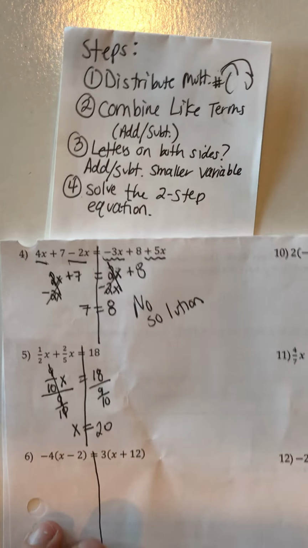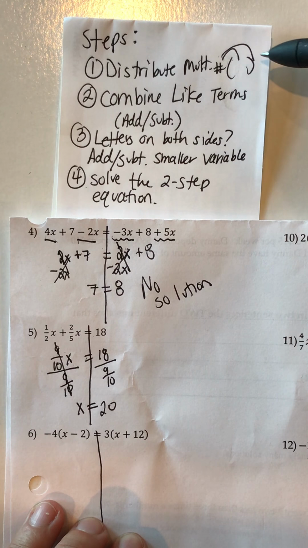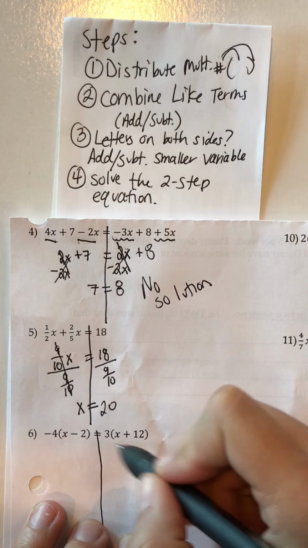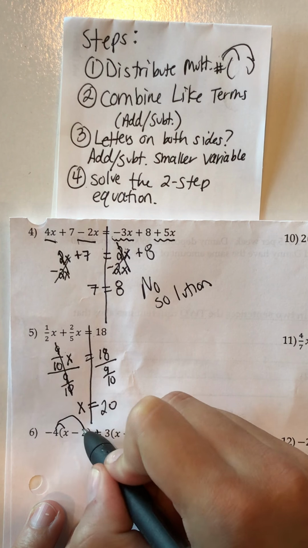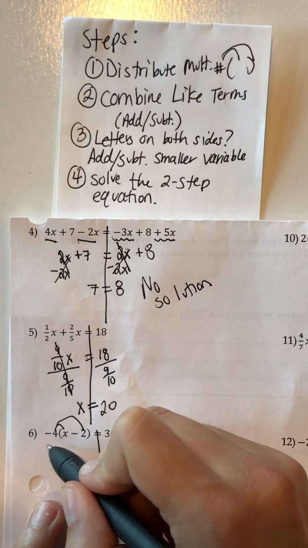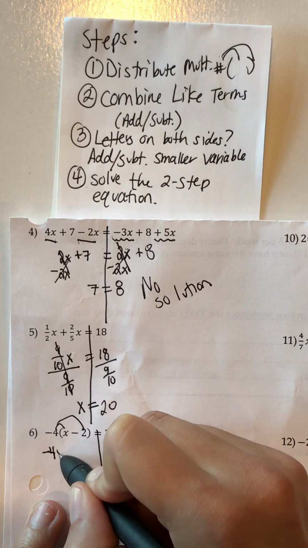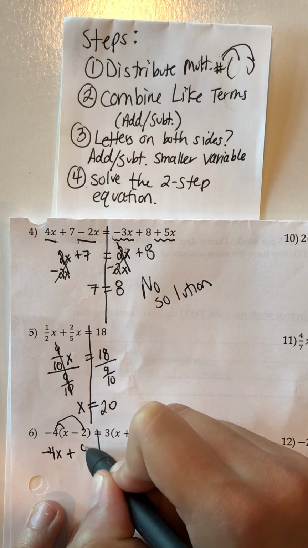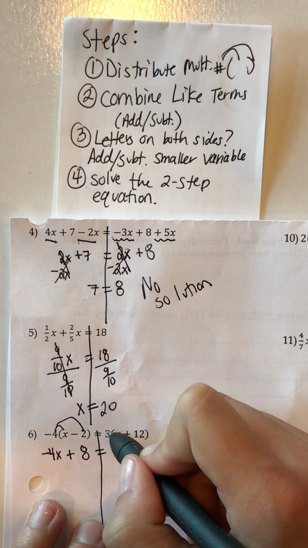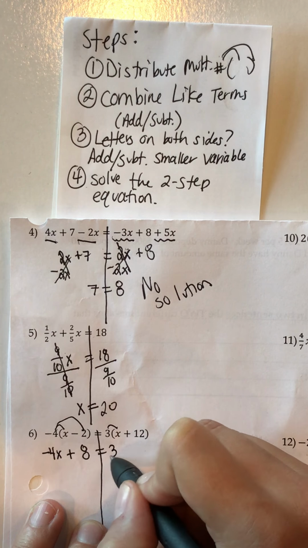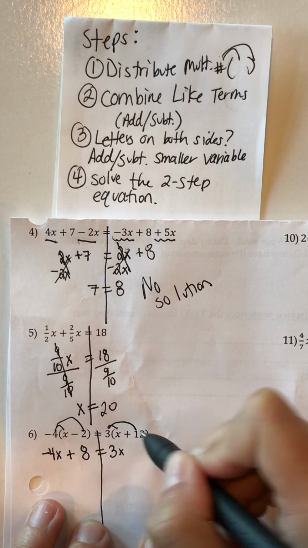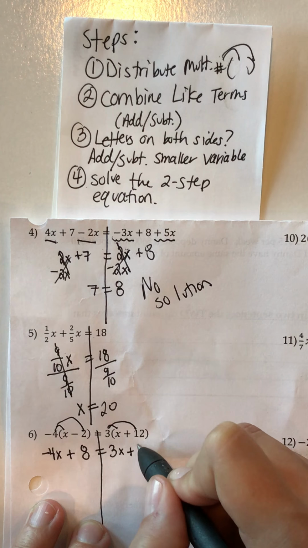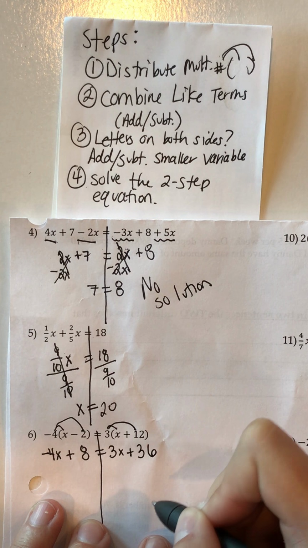If you look at problem number 6, step 1 says distribute. I do see two sets of distributing that I have to simplify. Negative 4 times x is negative 4x. Negative 4 times a negative 2 is a positive 8. Drop down the equal sign. 3 times x is 3x, and 3 times a positive 12 is a positive 36.